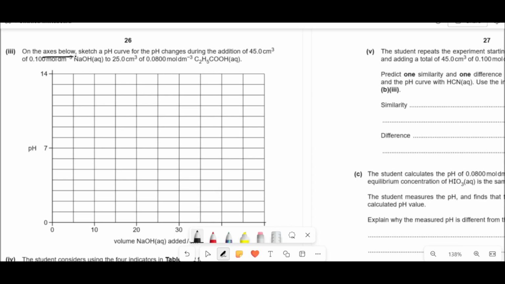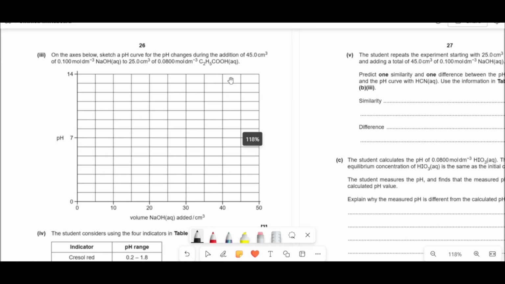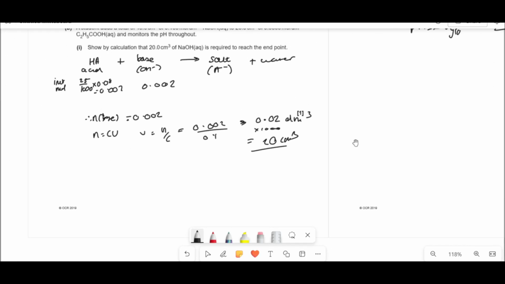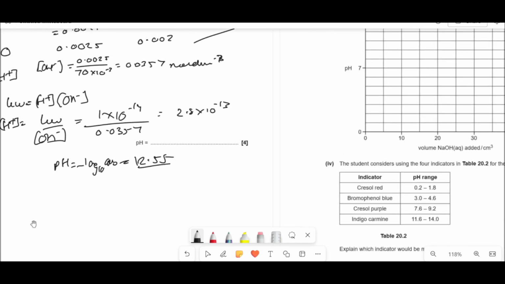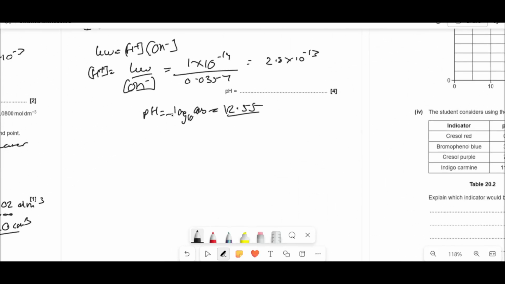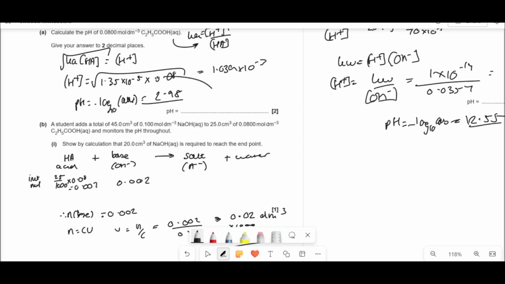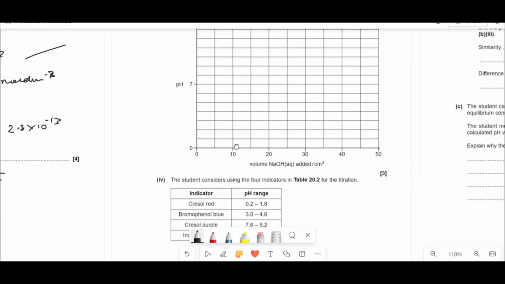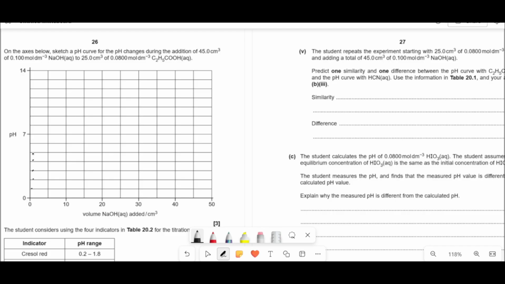So now it says on the axes below, sketch a curve for the pH changes of the addition of this to this, during the addition of those two. We worked out how much volume there was for neutralizing, so our equivalence point is going to be where this volume is 20, and we're going to be done at 45 with this pH. So all you got to do is just draw that. And they've also told you to work out the pH at the start. So the first pH we started is at 2.98.